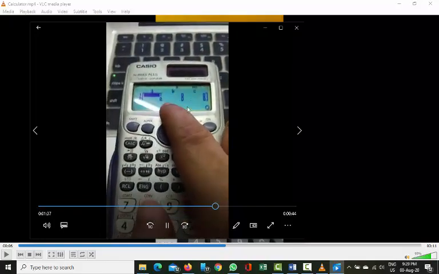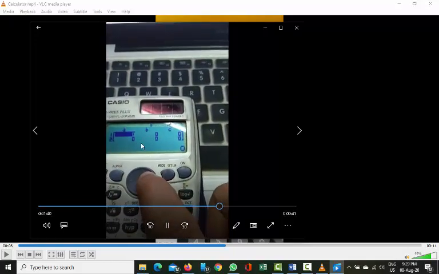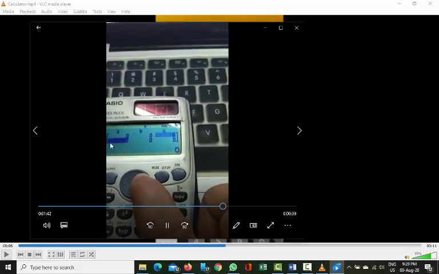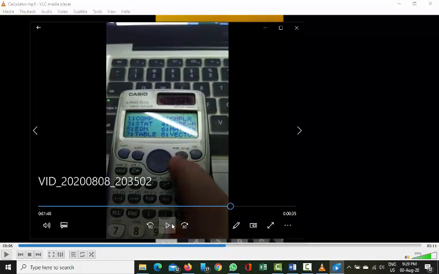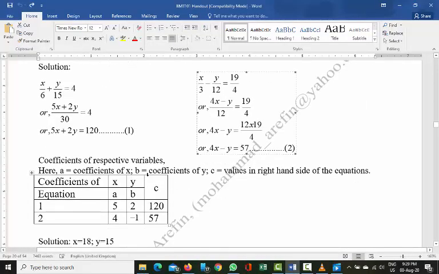If you choose number 1, you will have these things, and you will put the values of a, b, c, and in the second equation you will put the values of a, b, and c. So here the first variable is x. The coefficient of the first variable in the first equation is 5, the coefficient of the second variable in the first equation is 2, and on the right hand side we have 120.